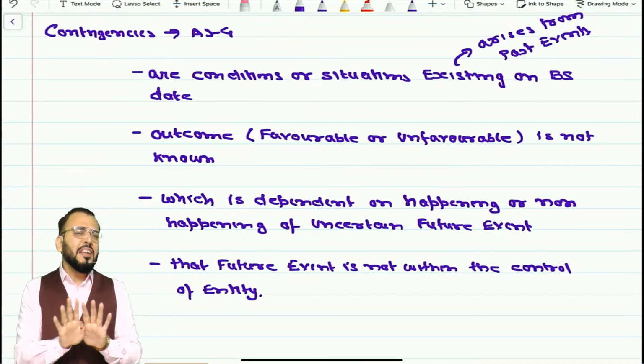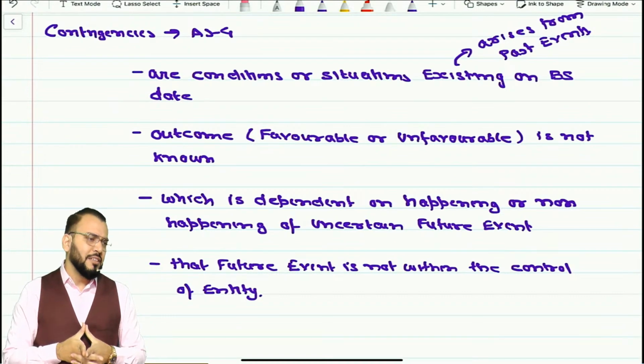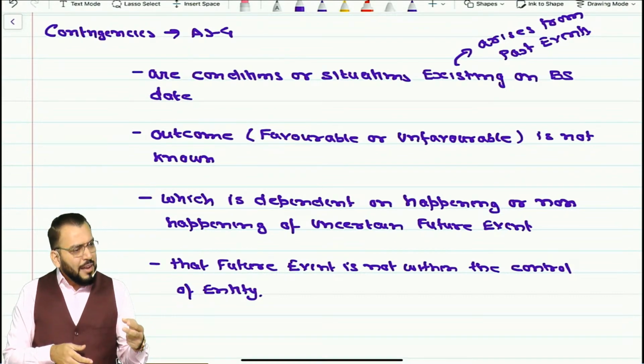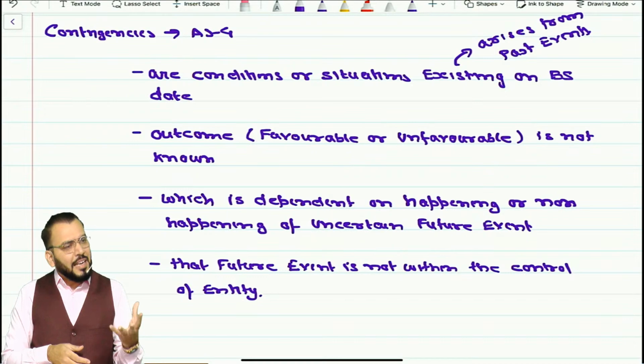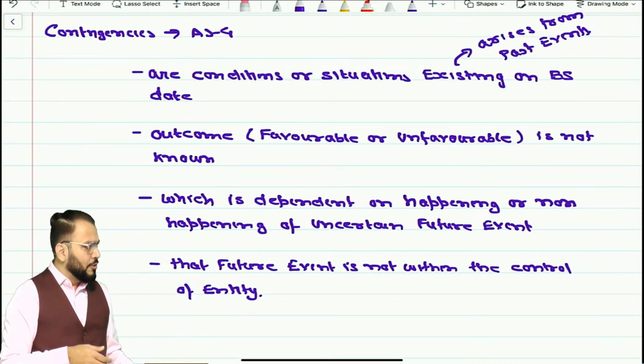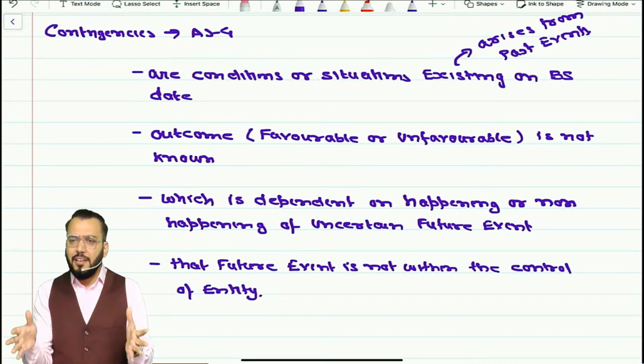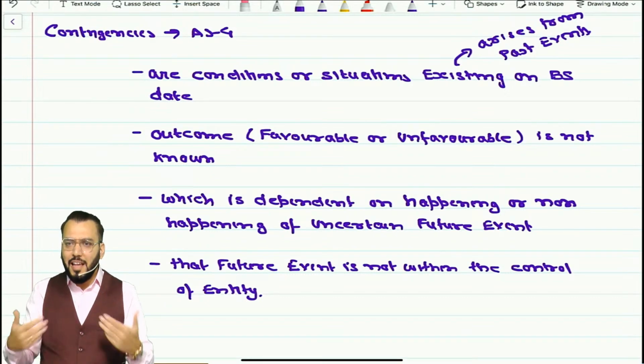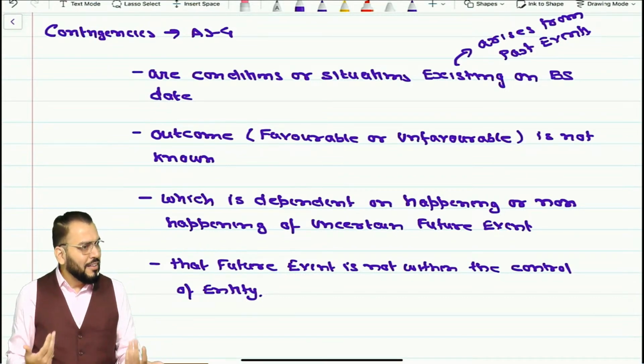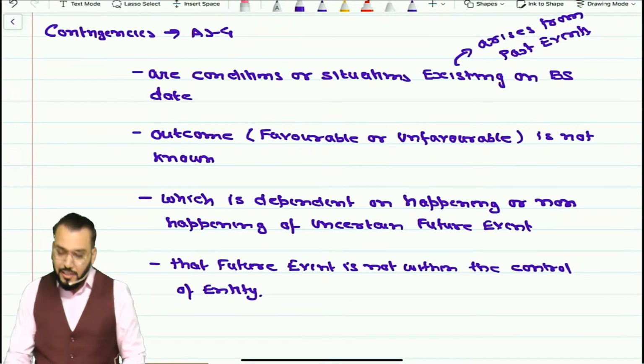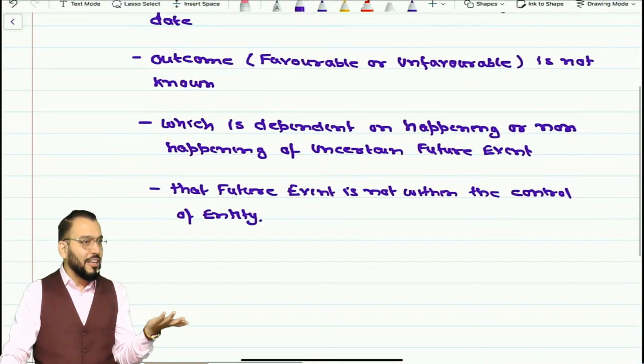Correct? Let me give a very simple example of what they want to say. I will take a very simple example, which I take at CA inter level also. Let us come to our real life, student life. We are students, correct? When I say we, it includes me also, because I was also a student like you.